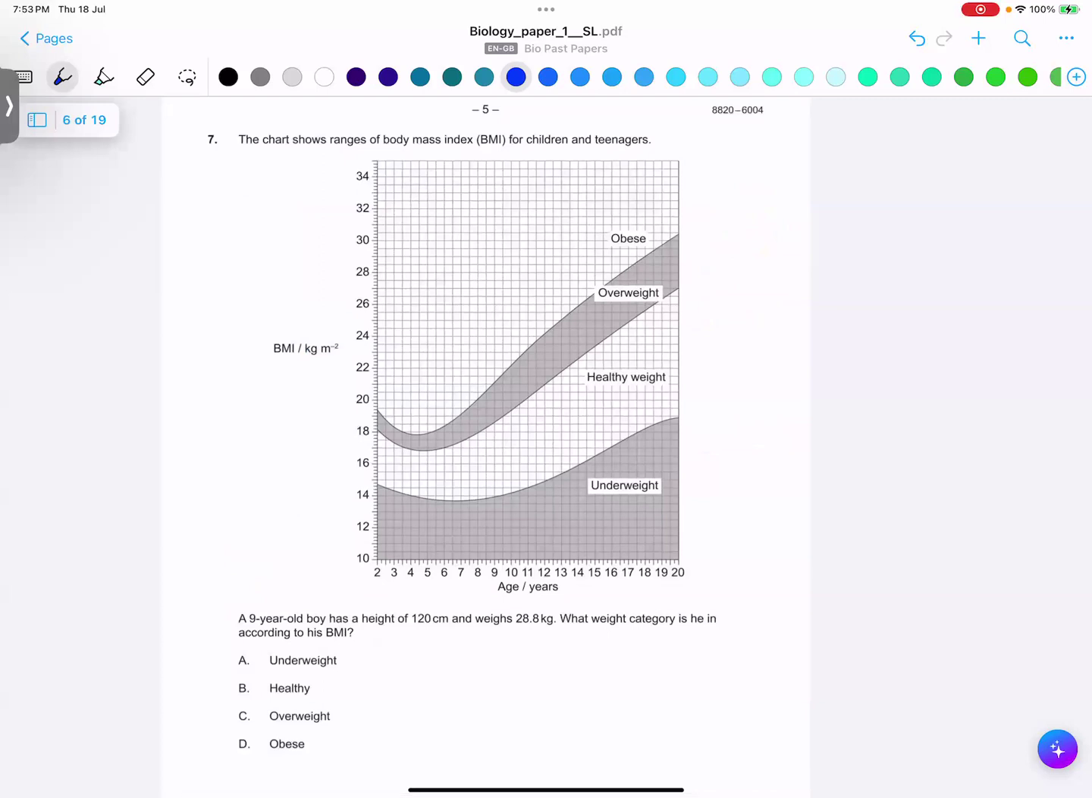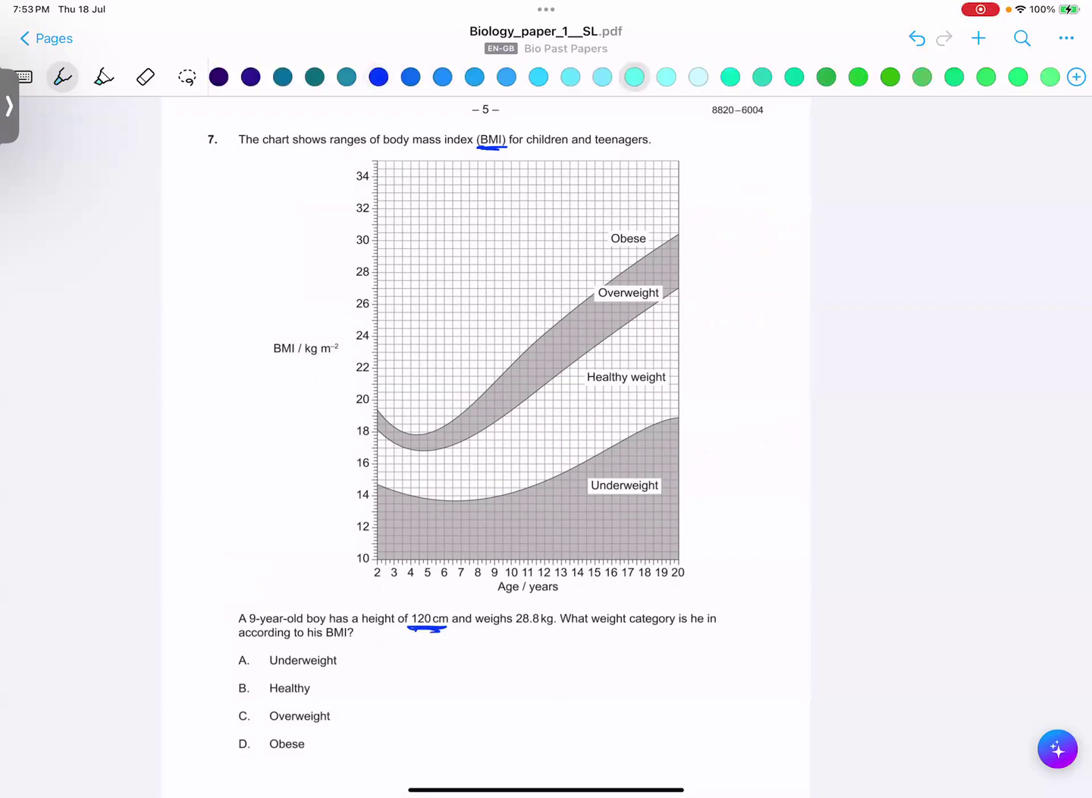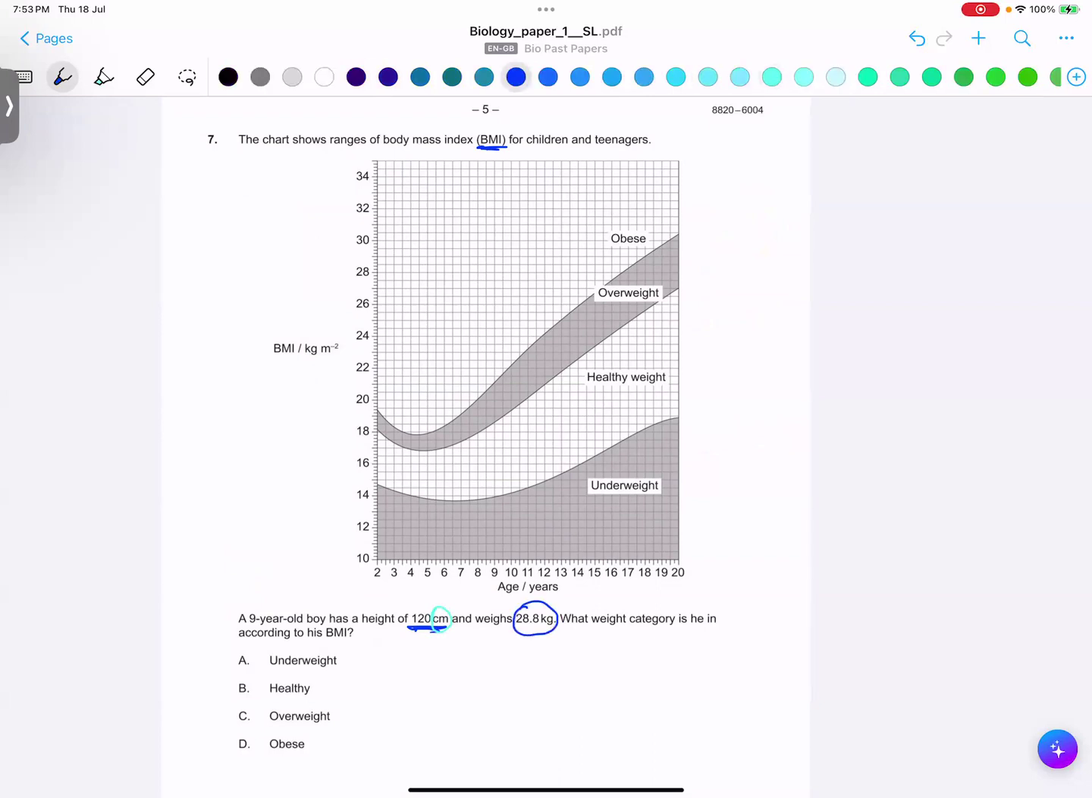Then we have question 7. So here, the chart shows the range of body mass index, BMI. Very important. A 20-year-old boy has a height of 120 centimeters, and always, always, always, very, very important to keep in mind the units you have, and weighs 28.8 kilograms. What weight category is he in according to his BMI? So this question is quite tricky because usually someone would think to just use your x-axis, your y-axis, and your point, which is usually most of the questions. But in this case, that's not the question. We have to actually calculate the BMI.